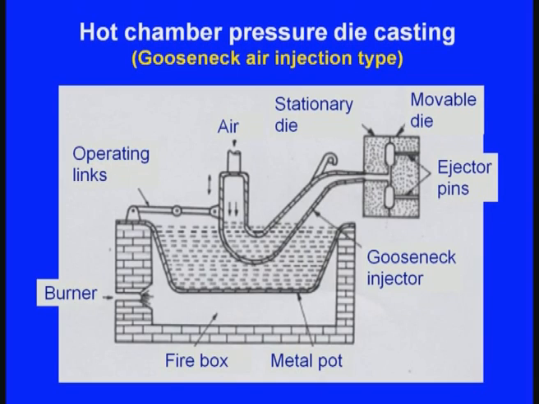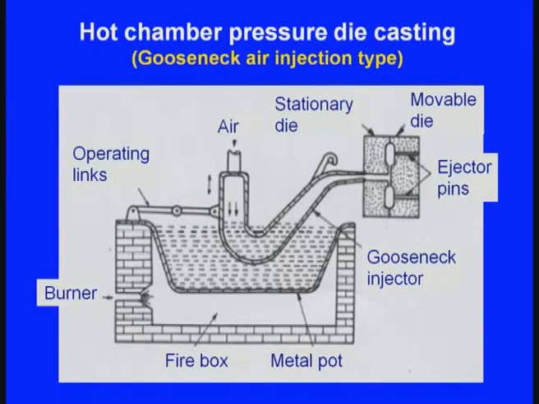The molten metal solidifies between the two dies, and there will be a cooling system. Because of the cooling system, the molten metal quickly solidifies, and after cooling is over, this is the movable die, and because of the ejector pins, it comes out and the casting will be taken out. Again, it will be closing, same thing will happen.